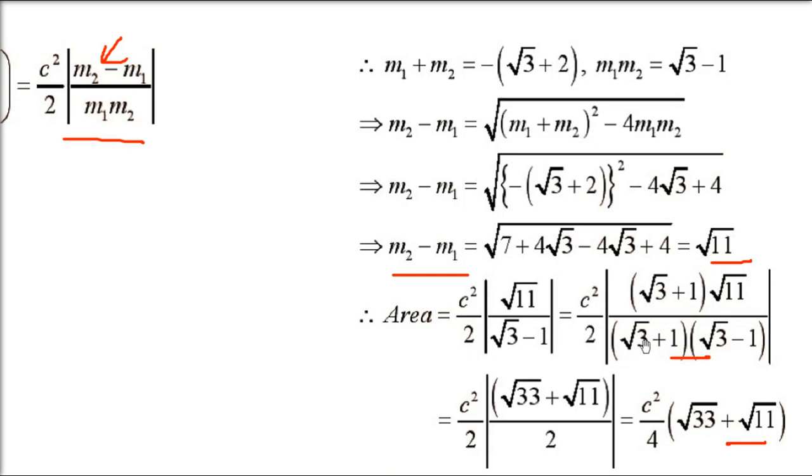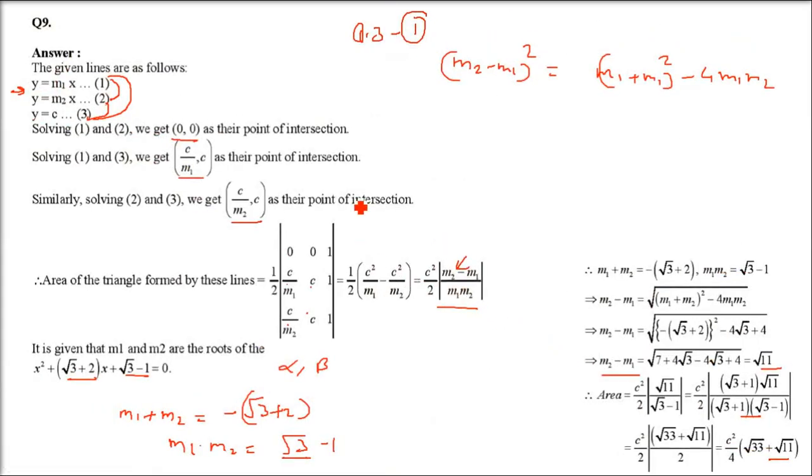So what do you get? In the denominator, root 3 whole square minus 1 square, that is 3 minus 1, that is 2. And you multiply root 11 with (root 3 plus 1): 3 into 11 is 33, so root 33 plus root 11 will come, and c square by 2 is multiplied. This is the final one. So this is the area of the triangle which is being sought in the question.